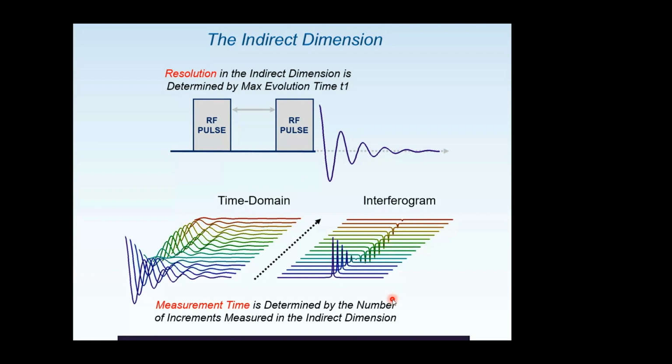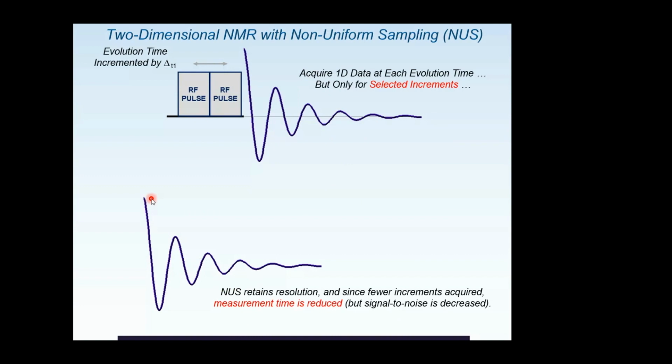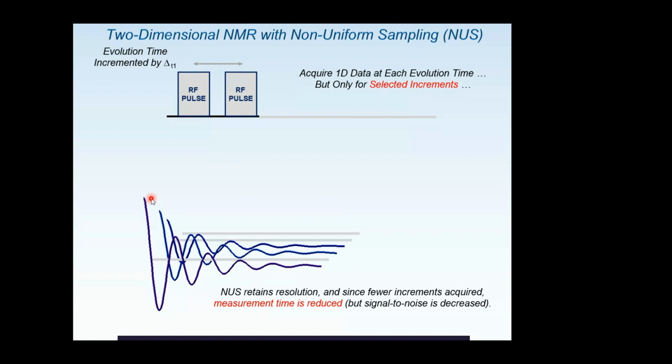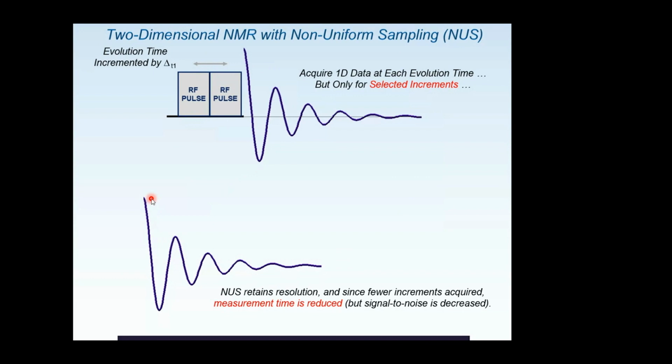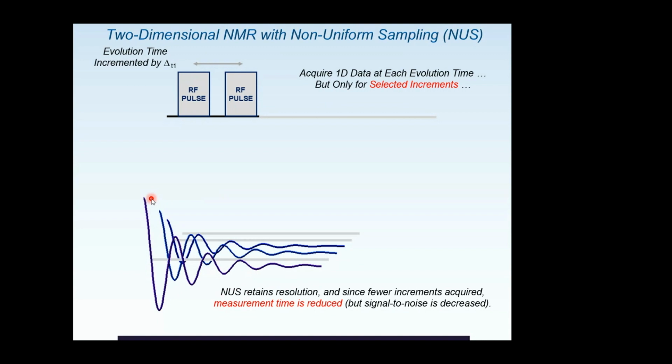Now, in the indirect dimension, the maximum resolution that we can achieve is determined by the maximum time distance between these two RF pulses. But the measurement time depends on how many different 1D experiments we measure. So unlike the directly detected dimension, in the indirect dimension the resolution and the measurement time can be manipulated separately. That is the underlying idea behind non-uniform sampling. In a non-uniform sampled experiment, instead of systematically measuring all of the individual 1D experiments that make up the indirect dimensions of an NMR experiment, we will, according to a particular pattern, which might be random or might be systematic, skip some fraction of the one-dimensional measurements.